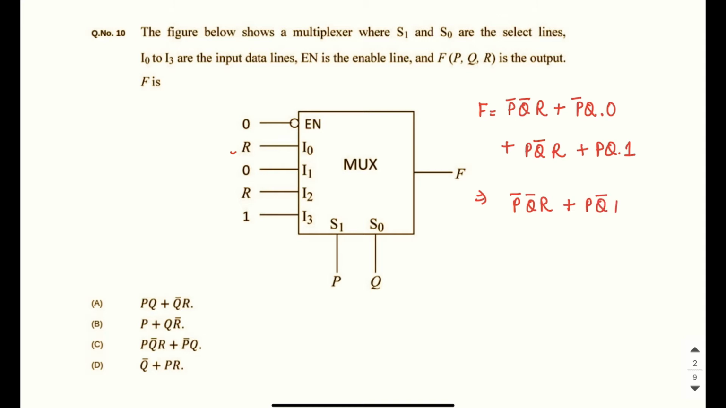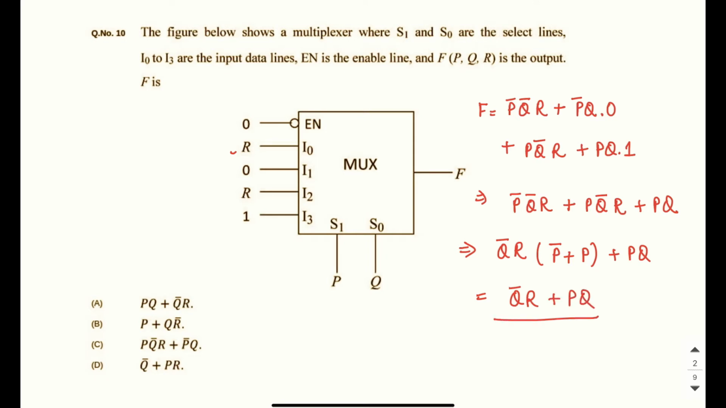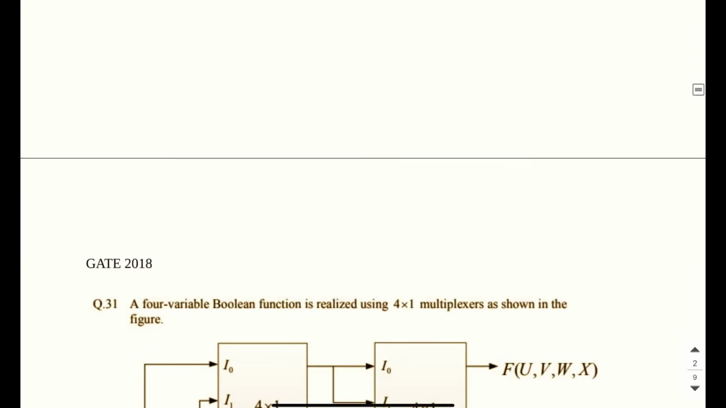We have P Q bar R plus PQ. We can take Q bar R common from these two terms, so we have P bar plus P, plus PQ. Now this gives you Q bar R plus PQ. That's it. We cannot reduce this further. So the answer is the first option, that is PQ plus Q bar R. Let's move to the next question.